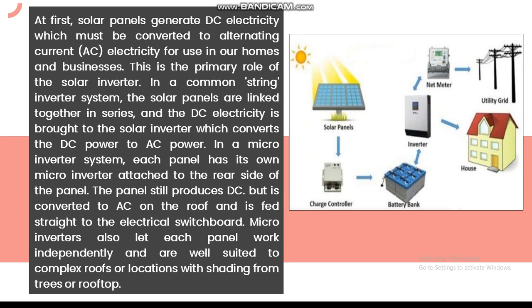In a microinverter system, each panel also has its own microinverter attached to the rear side of the panel. The panel still produces DC, but is converted to AC on the roof and is fed straight to the electrical switchboard. Microinverters also let each panel work independently and are well suited to complex roofs or locations with shading from trees or rooftop.